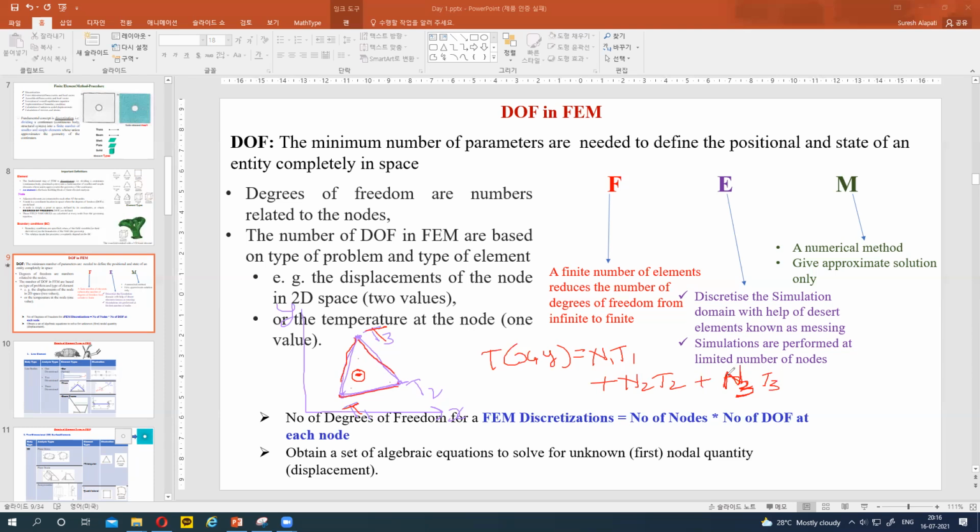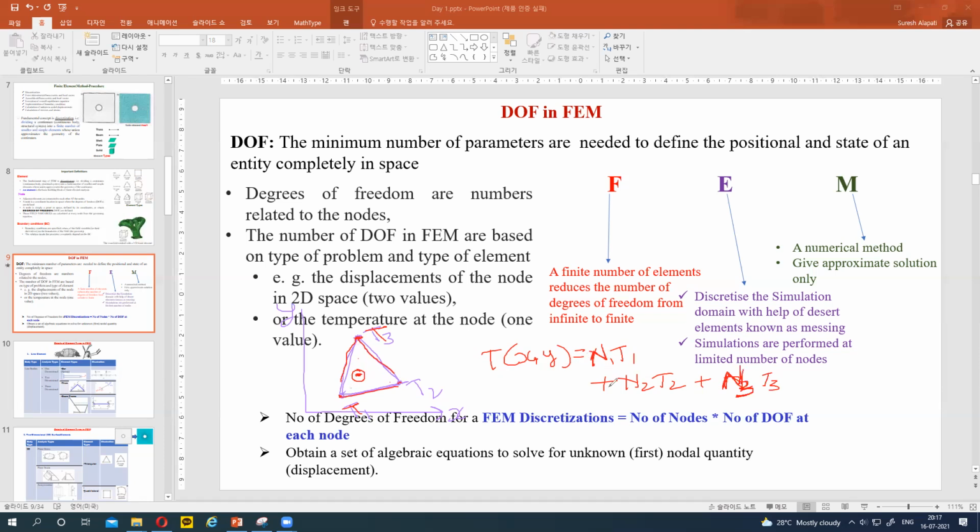The shape functions depend on the shape and the number of nodes. If it is a 4-node element, we have to find 4 shape functions: N1, N2, N3, N4. So if you know N1, N2, and N3, we can find the temperature at any location, not only at the nodes.